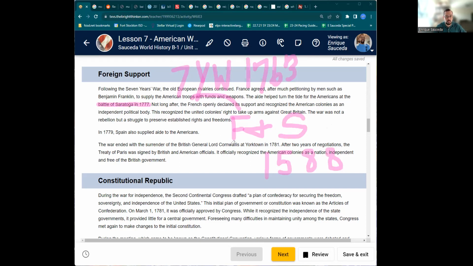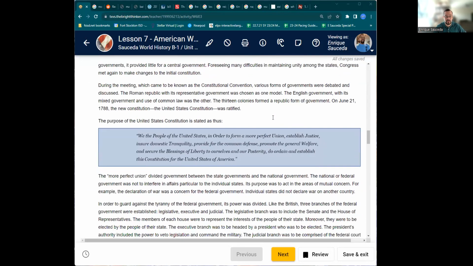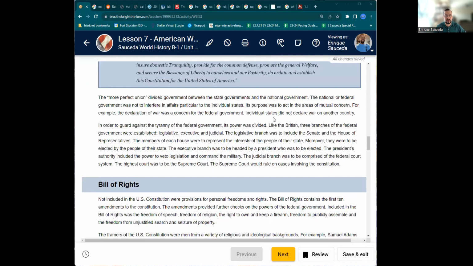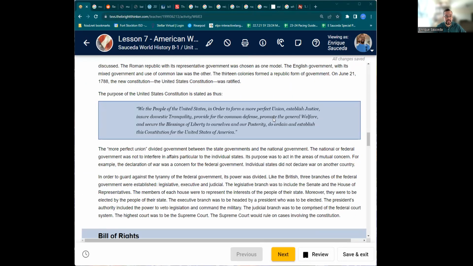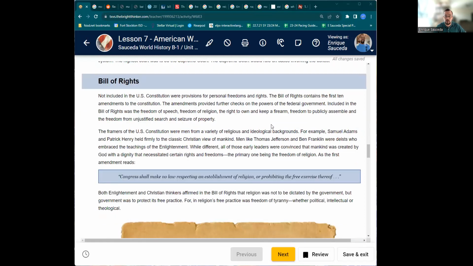In 1781, we get the Battle of Yorktown. The British surrender, and we end up with the U.S. or the Articles of Confederation. They don't work, so we create the U.S. Constitution in 1788-89, this Constitutional Convention. Here's 1788, new Constitution. Our government is still scary, so we passed the Bill of Rights in 1791.